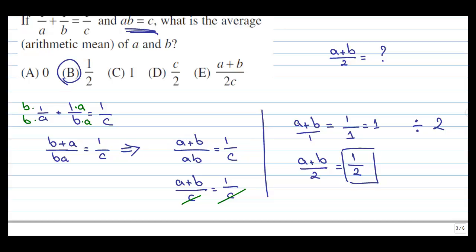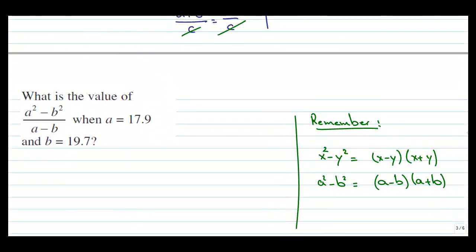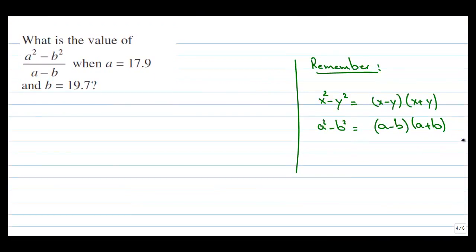Alright, the next problem. It says, what's the value of a squared minus b squared over a minus b when a equals 17.9 and b equals 19.7? Here you have to remember an important rule. It's called the difference of two squares. If you have, for example, a squared minus b squared, you factor it out with two brackets, a minus b and a plus b. Alright, this is a very important rule.